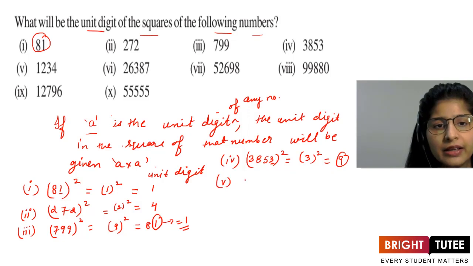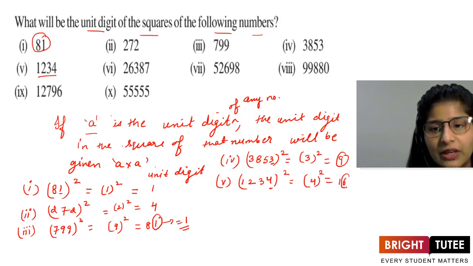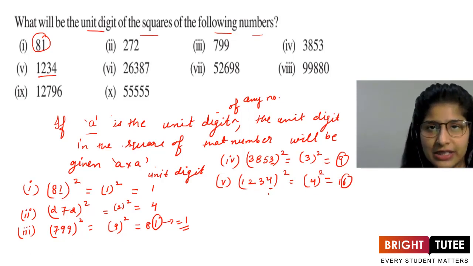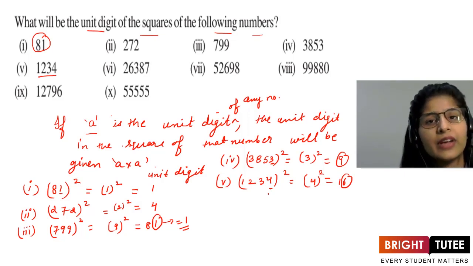Fifth part, it is 1234. In the square of it, what will be the unit digit? What is the unit digit here? 4. Square of 4 gives us 16. So 6 will be the unit digit in the square of 1234. So what we are doing actually, we are just finding out the square of the unit digit, and whatever digit we get at last, we are writing that as the unit digit of the square of that number.